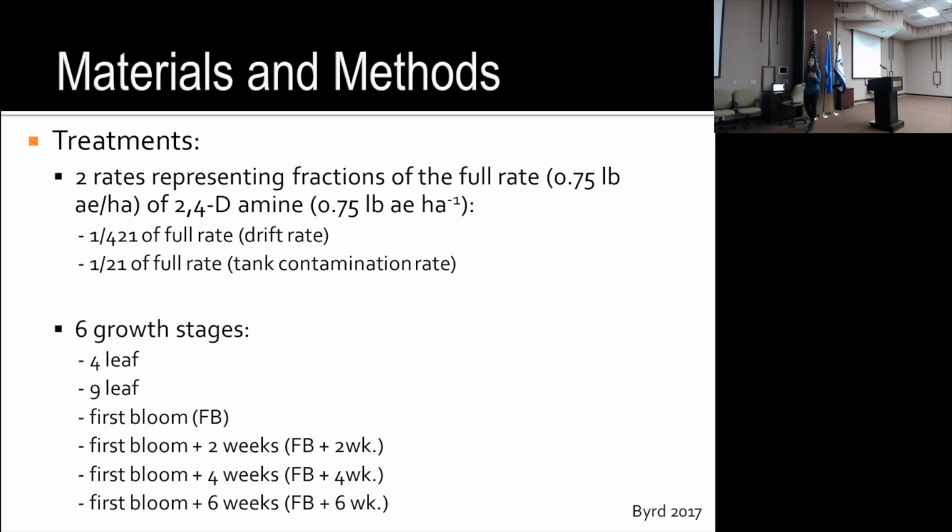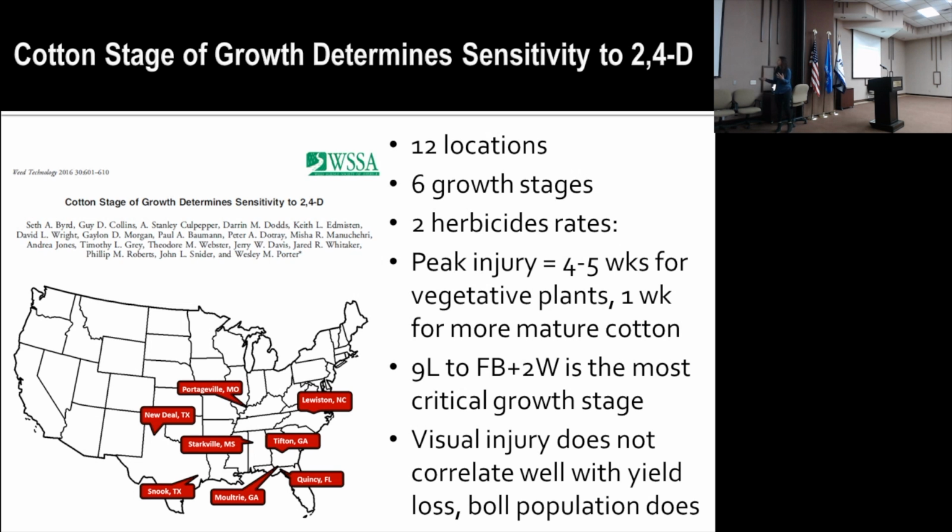So we were trying to find out, okay, if we did have a drift incident or a tank contamination incident, at what time would cotton be the most sensitive? And here was the take home. So when we had vegetative plants prior to reproduction, we typically saw the worst injury about 4 to 5 weeks after our application. For more mature cotton, it was about a week. Overall, across all of the sites, 9 leaf to 2 weeks after first bloom was the most sensitive to drift and tank contamination. So before and after reproduction.